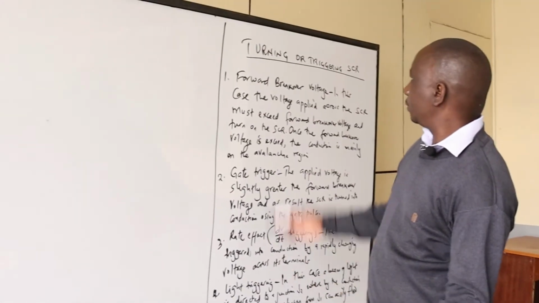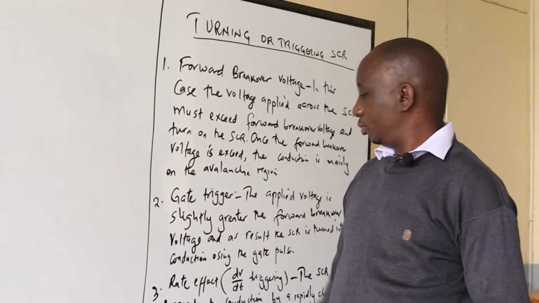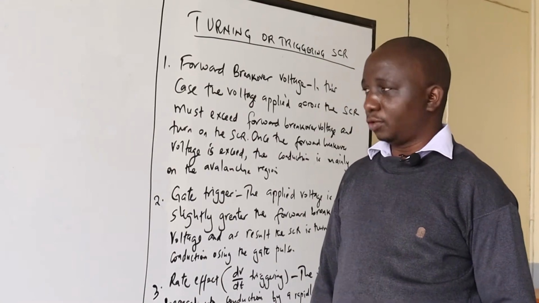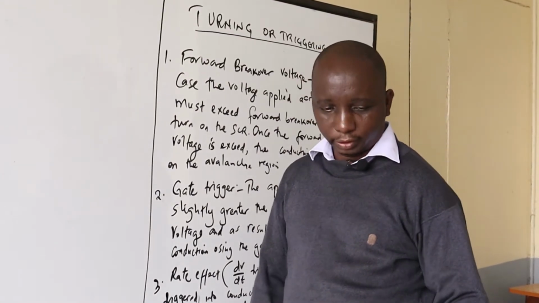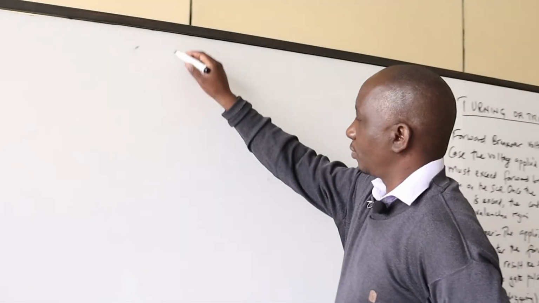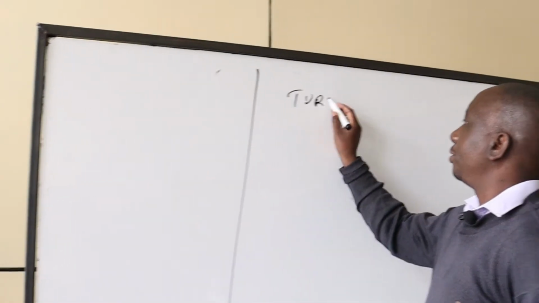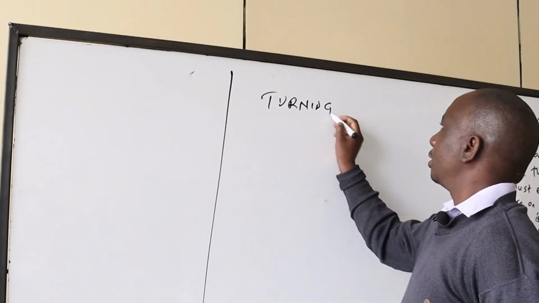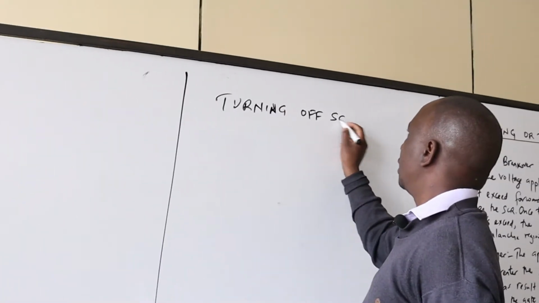So once we know how to turn on the SCR, we now go on to understand how we can turn it off, so that we are able to use it as a control point. So we're going to talk about turning off the SCR.